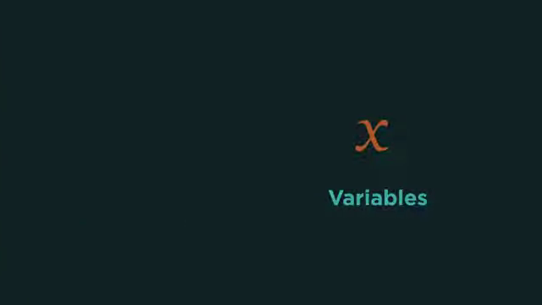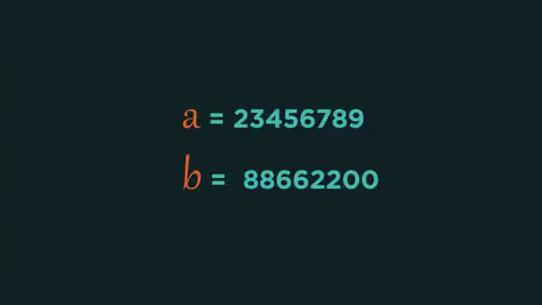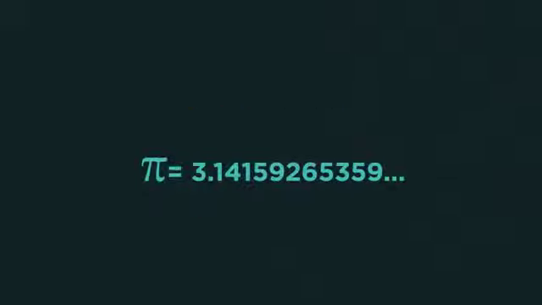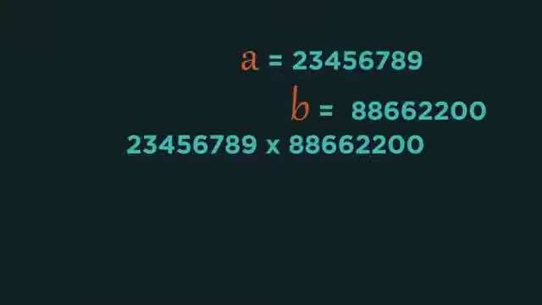Using symbols instead of numbers is great because they may sometimes represent long numbers, and so it saves us having to write them out every time. Like pi, which is 3.14159, and so on, which makes calculating much easier. Instead of writing out the whole numbers every time, we can just say A multiplied by B instead. Much easier.